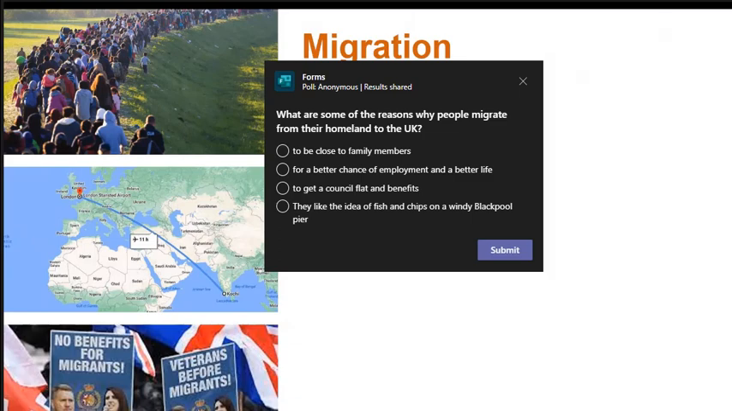So what are some of the reasons why people migrate from their homeland? And you can choose more than one. Can you? No, it's not letting me choose more than one option. So there's the technical difficulty.